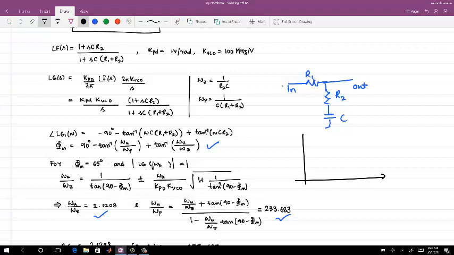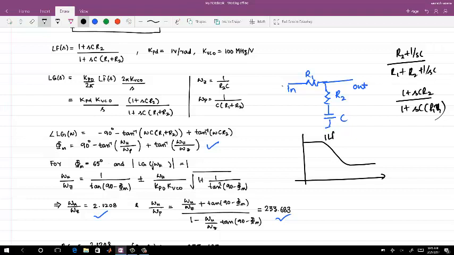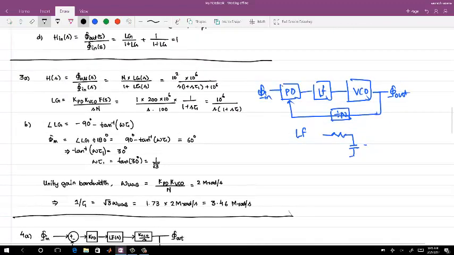Consider this loop filter. What is the value of this one? This is R2 plus 1 by SC, over R1 plus R2 plus 1 by SC, right? So I have 1 plus SC R2 and 1 plus SC (R1 plus R2), right? These are the transfer function, and surely your pole is coming first, right? So the transfer function for this is this. This is the loop filter transfer function. Now consider only the one which you had before. Which one did we use?